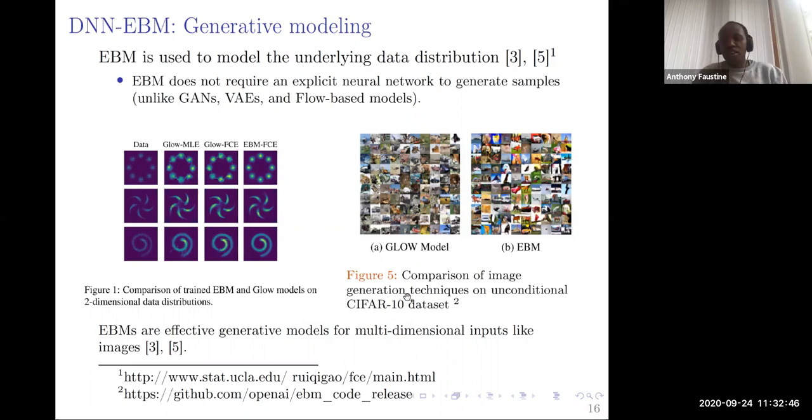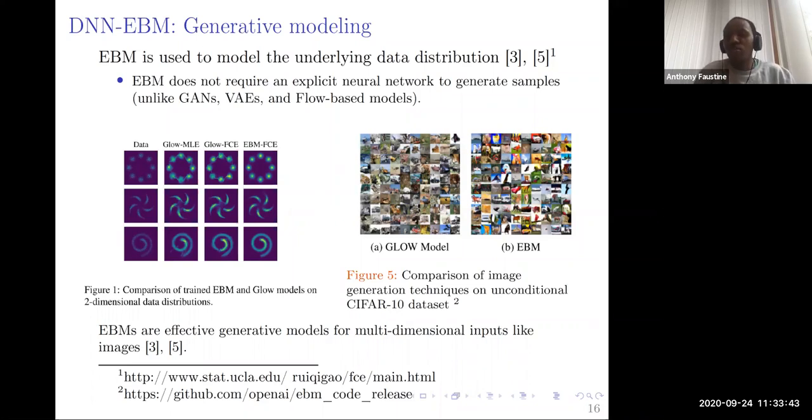For example, in this paper, they compared samples generated from an unconditional distribution and samples from an energy-based model for the CIFAR datasets, which are image datasets. As you can see, the samples from the energy-based model are clearer compared to the samples generated from the other generative models. And in this paper, they show the different distributions and different generation of samples for different generative models. You could see the energy-based model with flow-based contrastive estimation gives very clear samples. So based on these two, we found that energy-based models are effective generative models for multi-dimensional inputs like image or video.